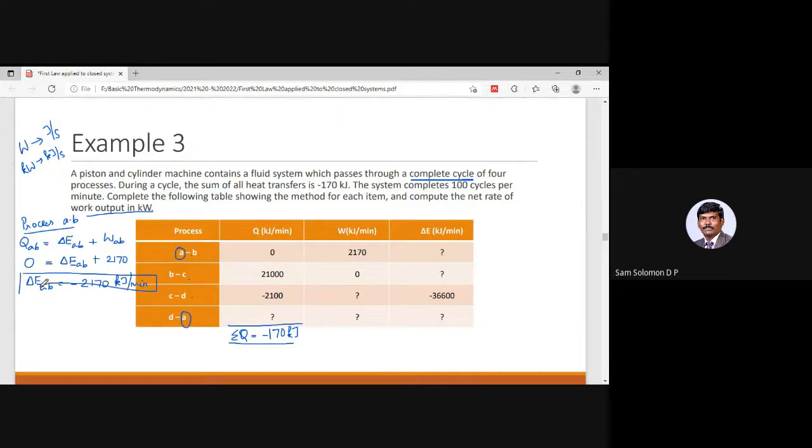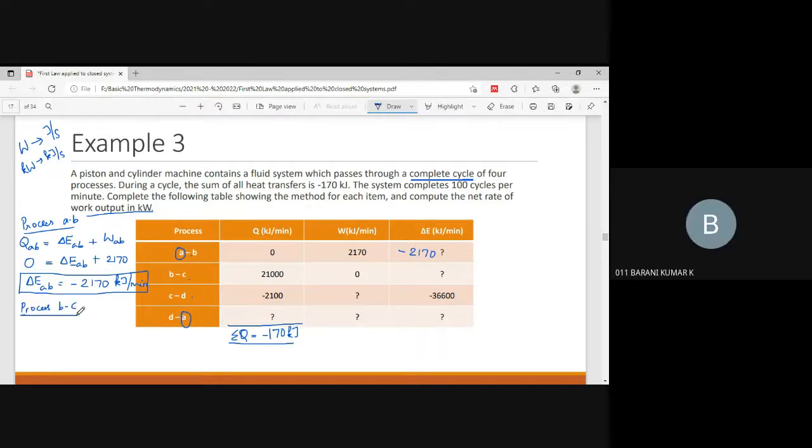So what does this minus sign mean? We are talking about change in internal energy. Decrease. The energy is decreasing. Very good. So the energy is decreasing. Thank you, Akshay. So now in the table, you can write this as minus 2170 because they are asking you to show the method for each item. So I am writing that. If this is not given, you can simply write this value alone.